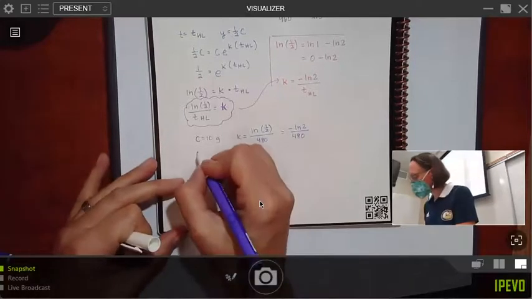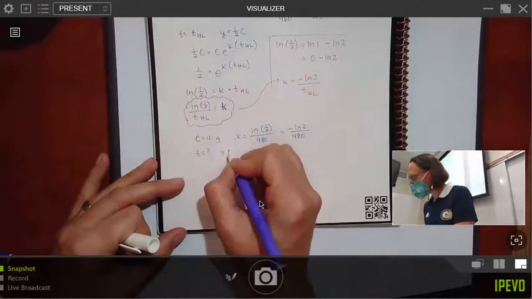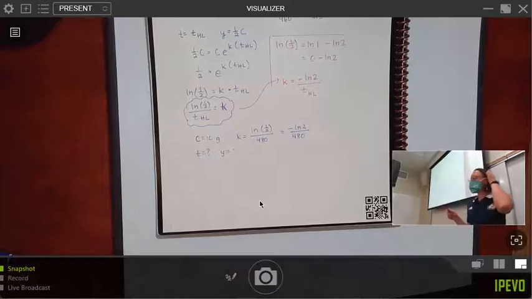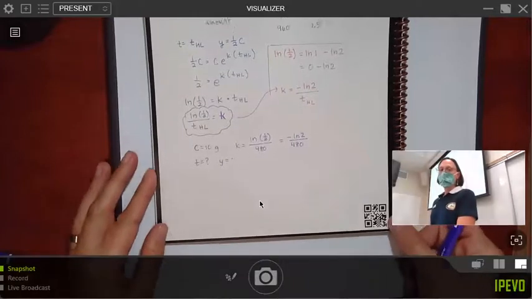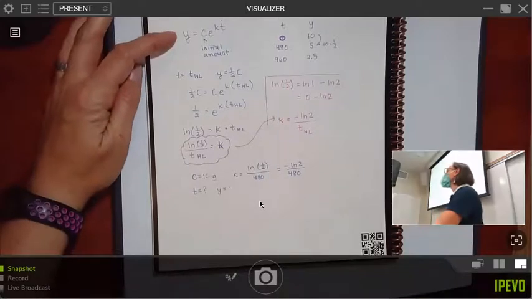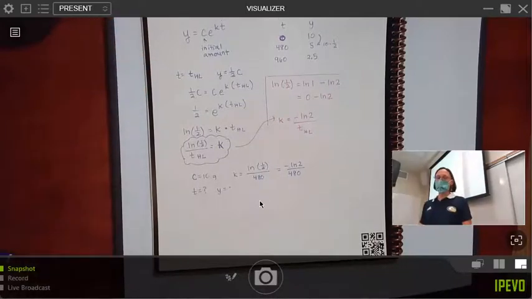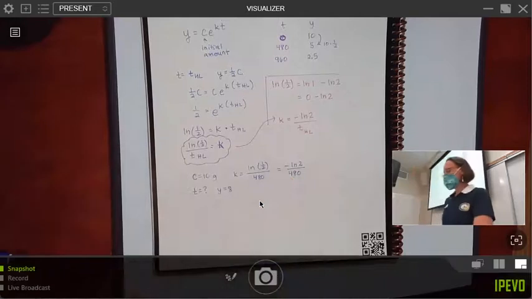And the question I asked was how long for 2 grams of our sample to decay? One other thing to be careful of in our equation is that Y is telling us the current amount that we have. So if 2 grams have decayed, we actually have 8 grams left. So the question I'm asking is, what's the time when Y equals 8?